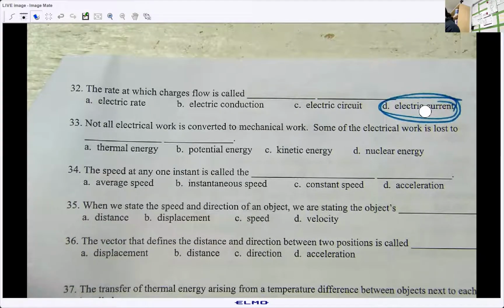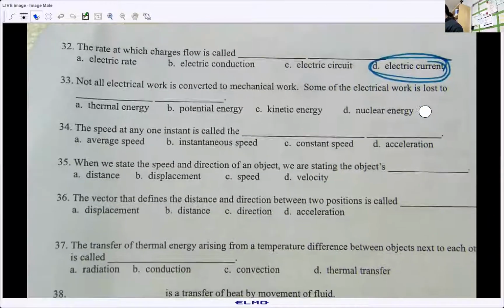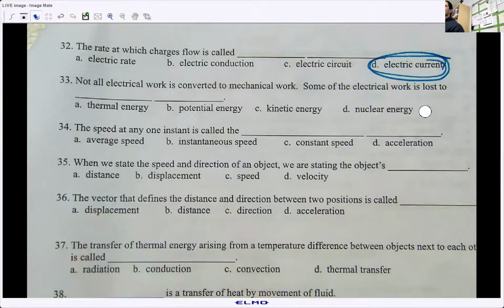Not all electrical work is converted to mechanical work. Where do we lose energy ever? It's because of friction. Friction always produces what? What does friction always produce? Start with an H. Heat.